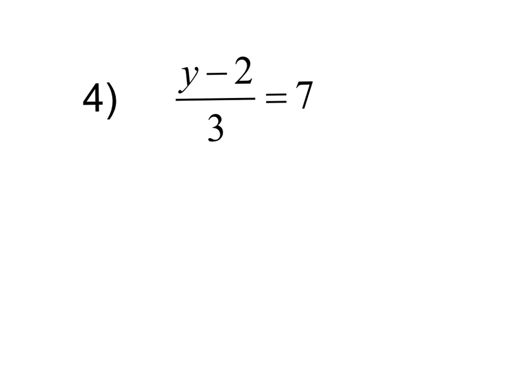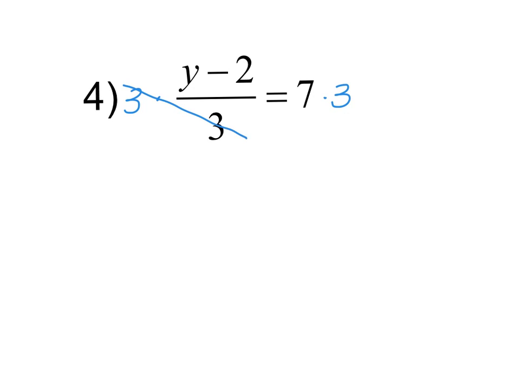All right, number 4. Y minus 2 divided by 3 equals 7. We have to kind of go backwards. When I read the problem out loud, I say y minus 2 divided by 3. Divided by 3 is the last thing I said. That's the first thing I have to get rid of. So the opposite of divided by 3 is to multiply by 3 on both sides.